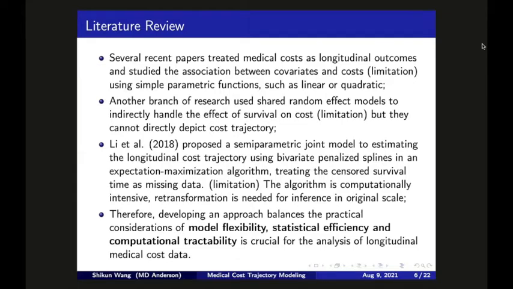Our group proposed a semi-parametric joint model to estimate the longitudinal cost trajectory using bivariate penalized splines in an expectation maximization algorithm, treating the censored survival time as missing data. The algorithm is computationally intensive, and retransformation is needed for inference in the original scale. Therefore, developing an approach that balances the practical considerations of model flexibility, statistical efficiency, and computational tractability is crucial for the analysis of longitudinal medical cost data.